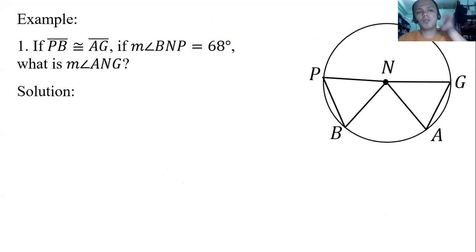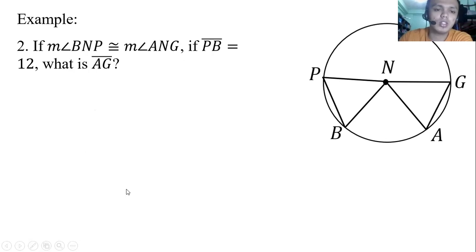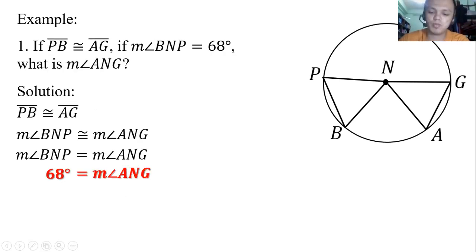Now, let us have an example. If BP is congruent to AG, if measure of angle BNP is 68 degrees, what is your measure of angle ANG? Kung yung BNP natin is 68, ano naman yung ANG natin? Now, since they are congruent, therefore the corresponding central angles of these chords are congruent. Now, if your BNP is 68, therefore your measure of angle ANG is equal to 68 degrees.